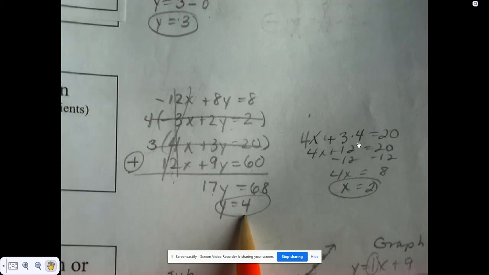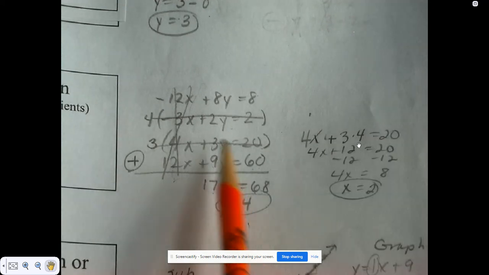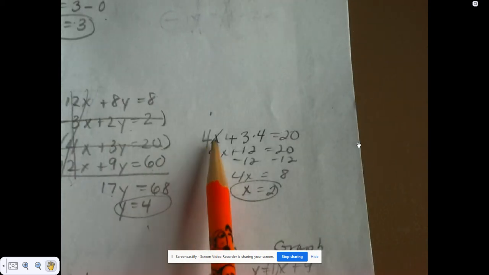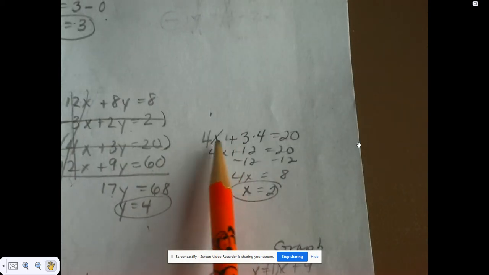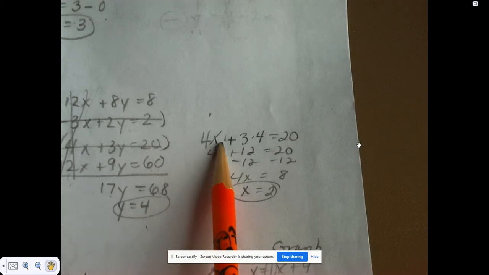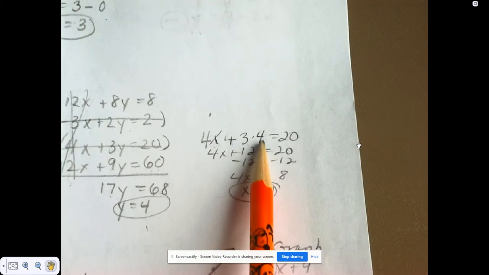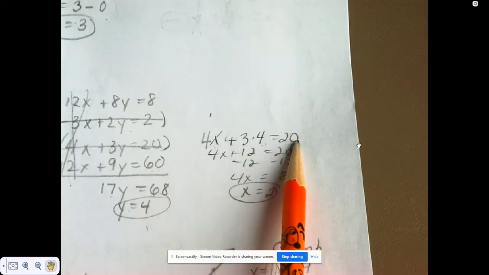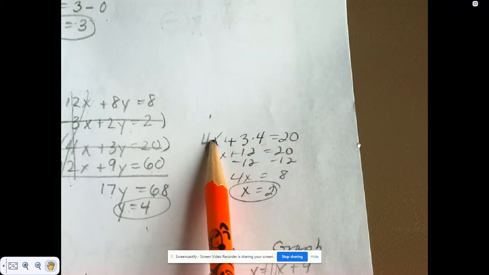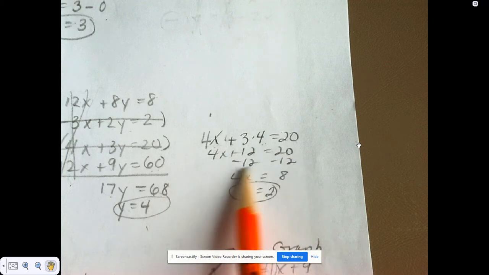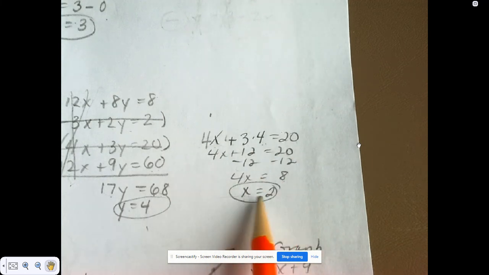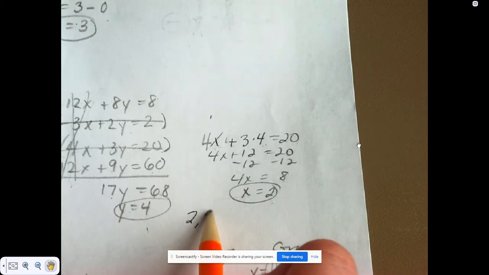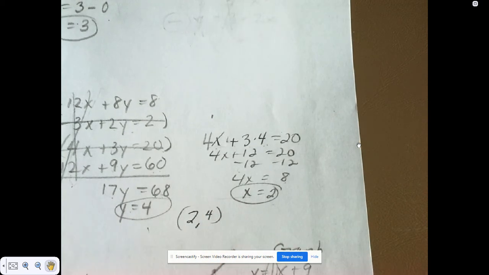So then I go back and plug it into my original equation. It does not matter which one. So I plug it back in, and I had the 4x plus the 3y. So the y is 4, equals 20, and I'm trying to solve for x. So I continue on, and I end up with 4x equals 8, x equals 2. So my solution to this one is 2, 4. That is where they would intersect.